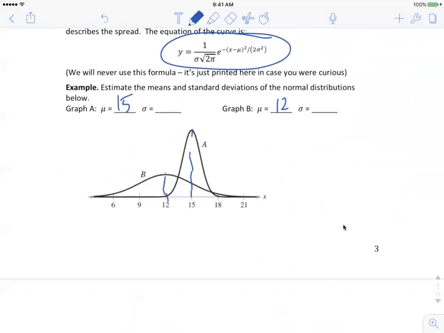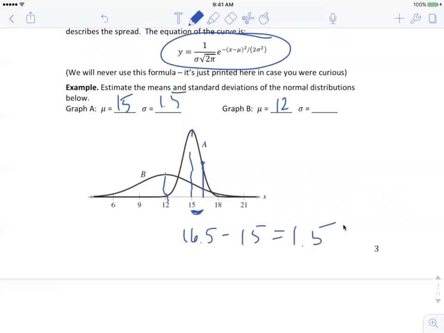So for A, it's probably somewhere in there. So maybe right between 15 and 18, which we can call 16.5, right? And so if that's 16.5, the standard deviation is the difference between 16.5 and 15, which would be 1.5. So I would estimate that to be about 1.5, or even probably go 2 if you wanted to.